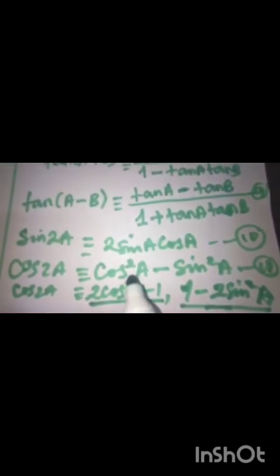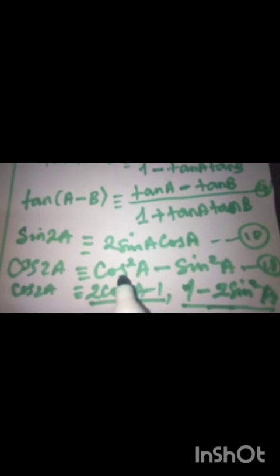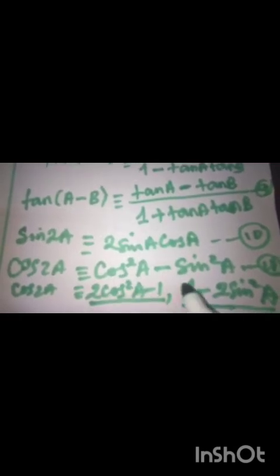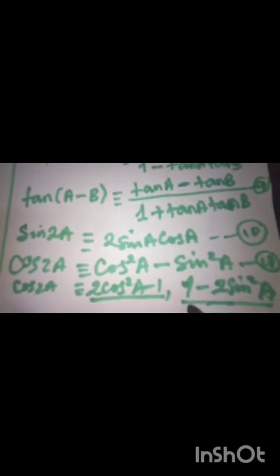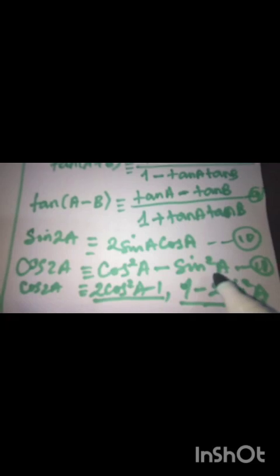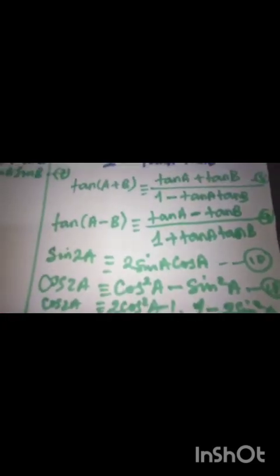To obtain that, we know that cos square a plus sine square a is 1. If we replace cos square a with 1 minus sine square a, we get 1 minus 2 sine square a. That's for one form of cos 2a. If we replace sine square a with 1 minus cos square a, we are going to have 2 cos square a minus 1.